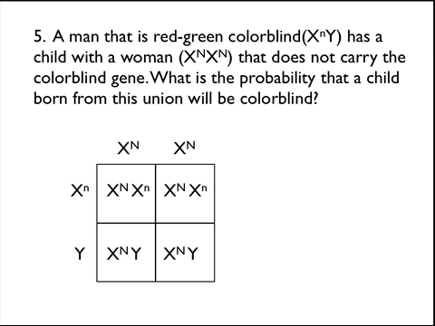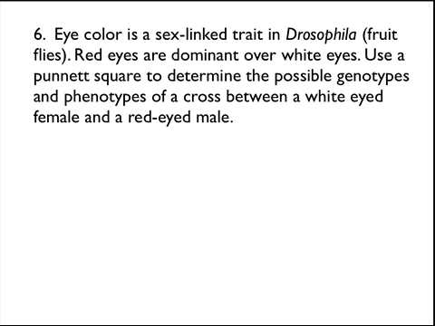And what we see here is, well, everyone has at least one big N. So in this case, there's actually no chance of having a colorblind child. Now, the two girls do carry the gene, but they in fact have normal vision.